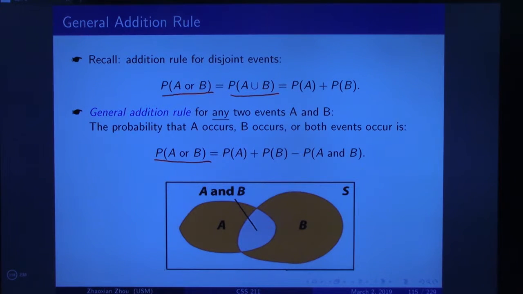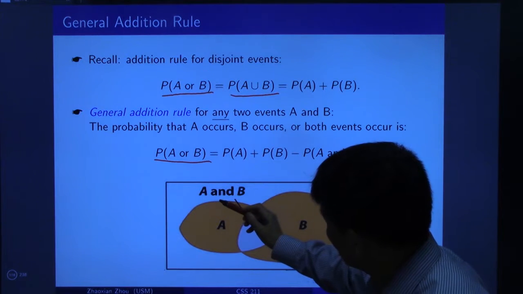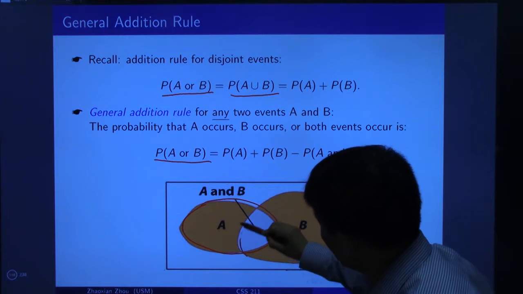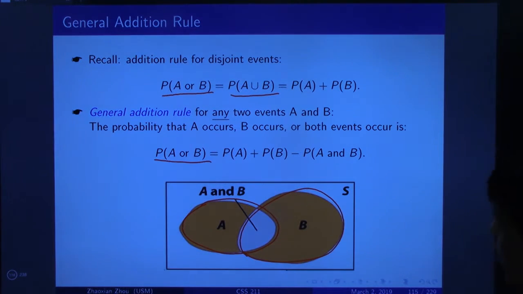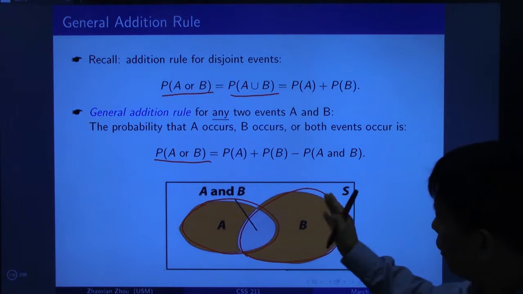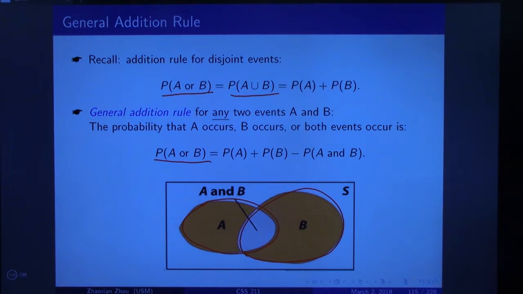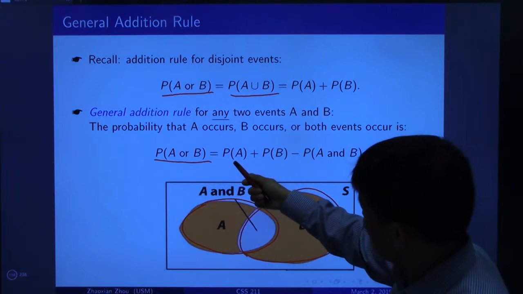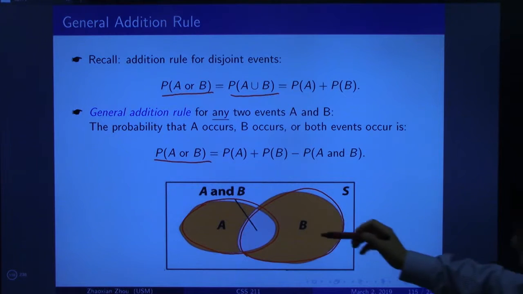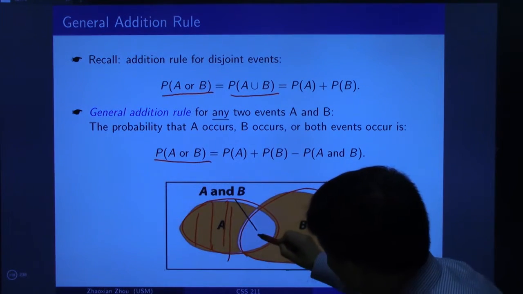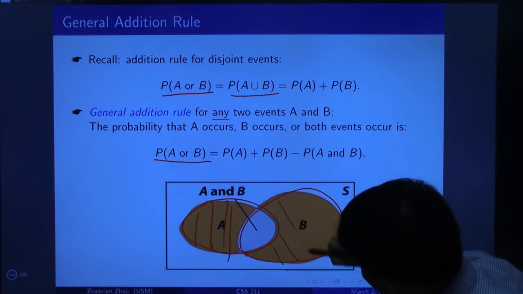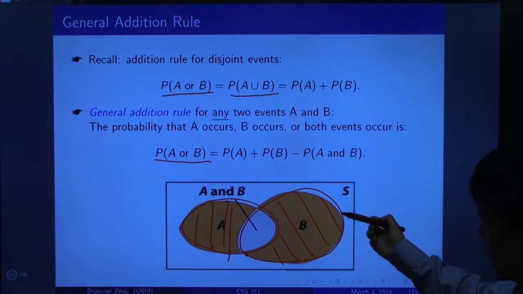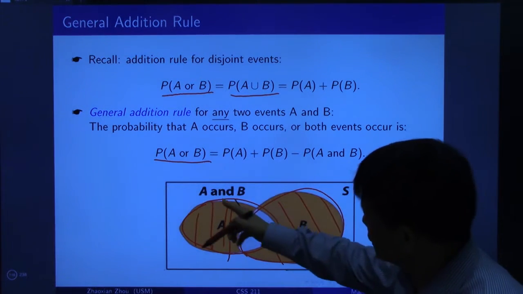The probability of A is this. The probability of B is this. And what we want is the probability for A or B. If we just use the previous formula, probability of A plus probability of B, that means we have this one plus the white part, then plus this part plus the white part. So you can see we add the white part twice. And the white part is actually just A and B.